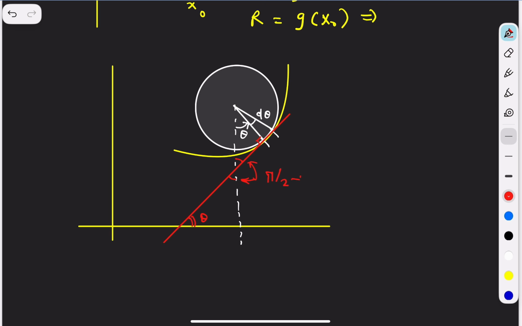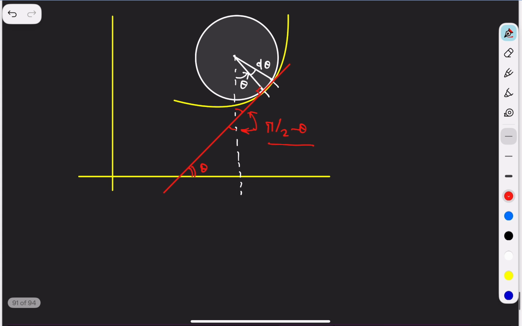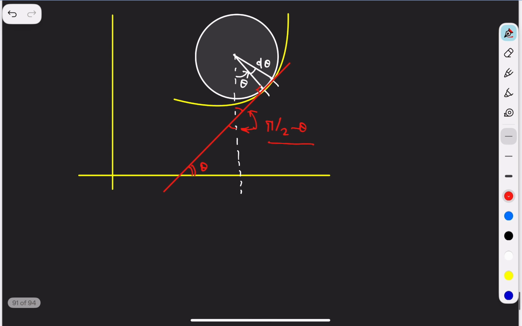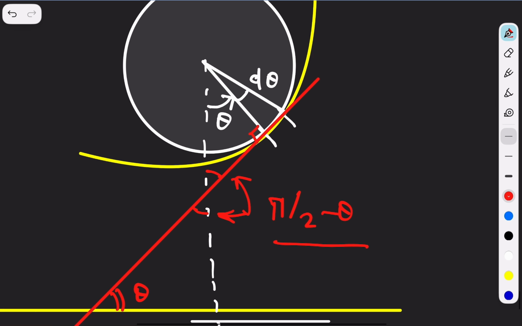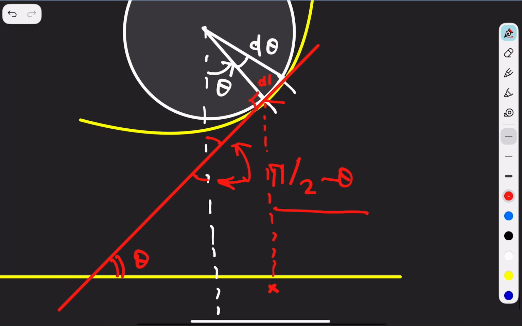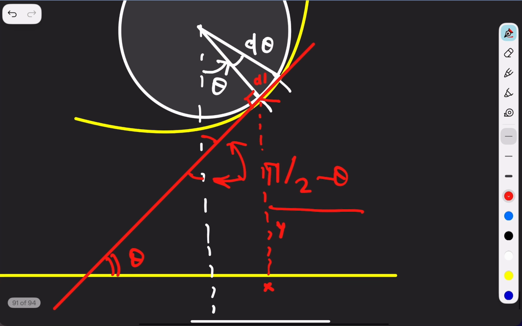Now if you see this length, let's say I call it dl. And we can say this is the x coordinate, and this is the y coordinate, of course. We can show the slight displacement about this arc length. That arc that we are getting, let's say this is dx, and this is dy.